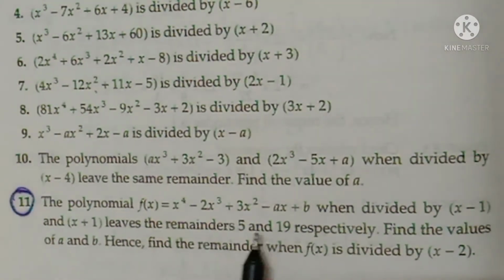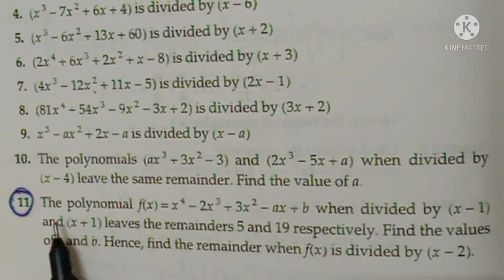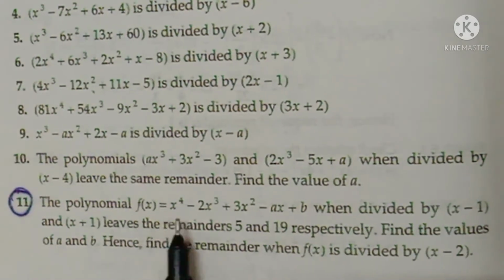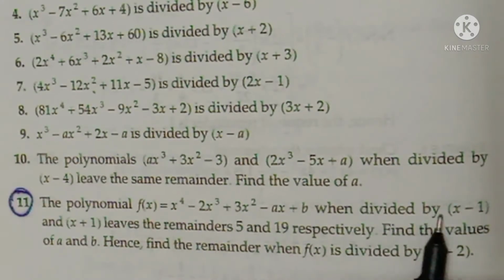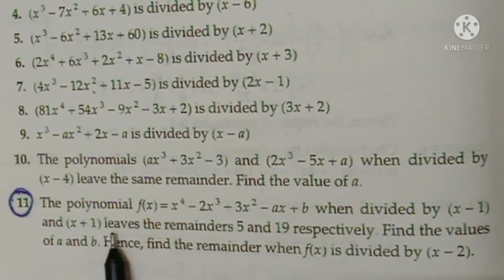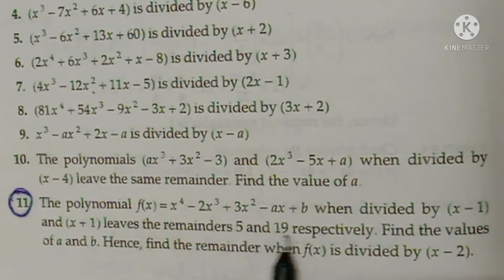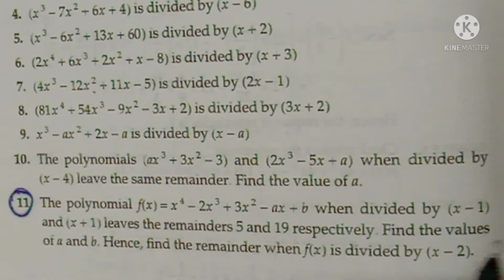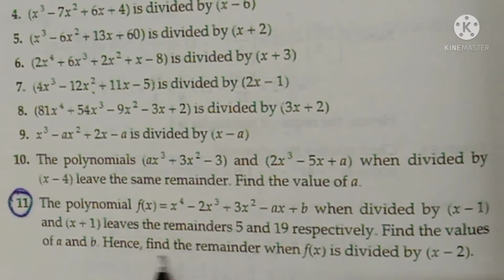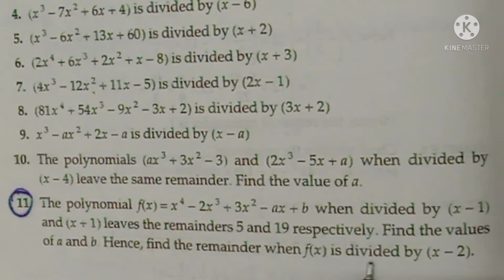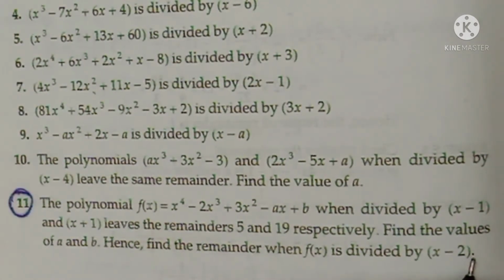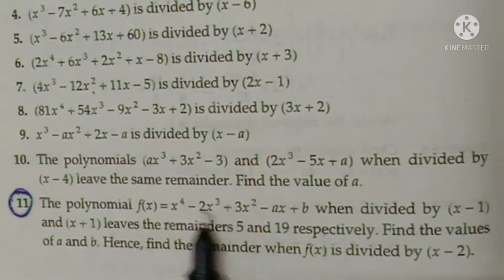See the question number 11 as we start the solution. The polynomial f(x), when divided by x minus 1 and x plus 1, leaves the remainder 5 and 19 respectively. Find the values of a and b. Hence find the remainder when f(x) is divided by x minus 2. So what to do with this question?